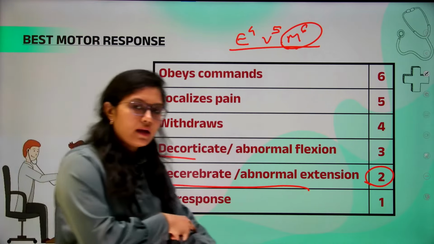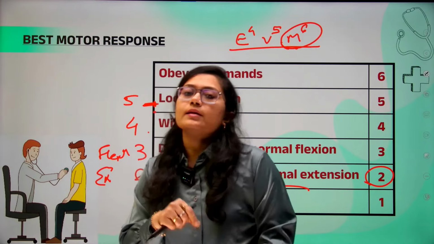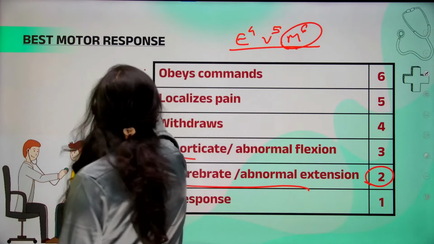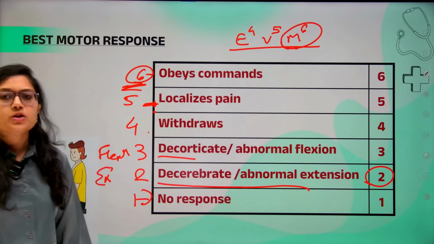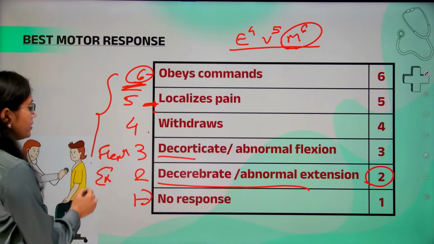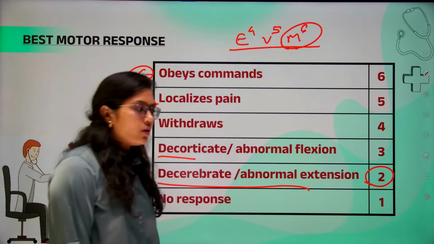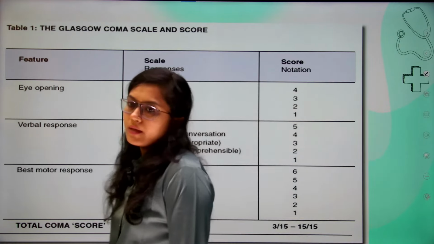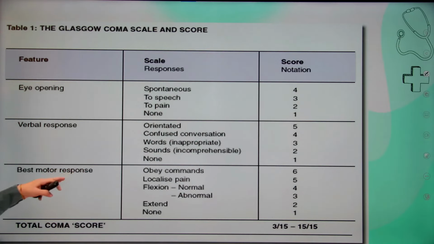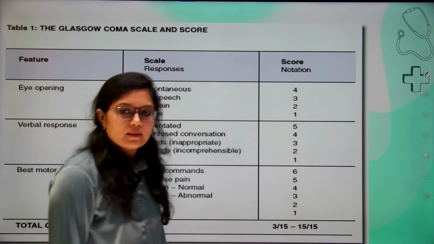That is, I gave pain or touched here, and the patient shows, yes, you touched me here, I felt pain here, that is grade 5. And grade 6, that is obeys command. So if the patient is responding like this in a motor response, it will be considered as grade 1 to 6. So this is how the GCS will be scored. That is eye-opening, verbal response and best motor response, that is 4, 5 and 6. The minimum is 3, maximum is 15.